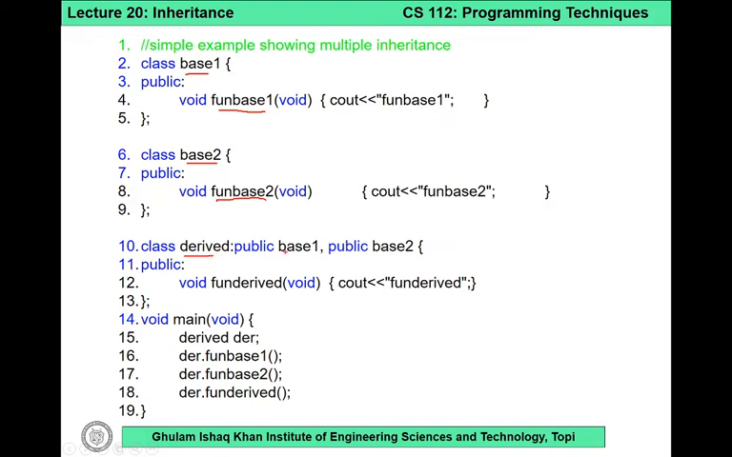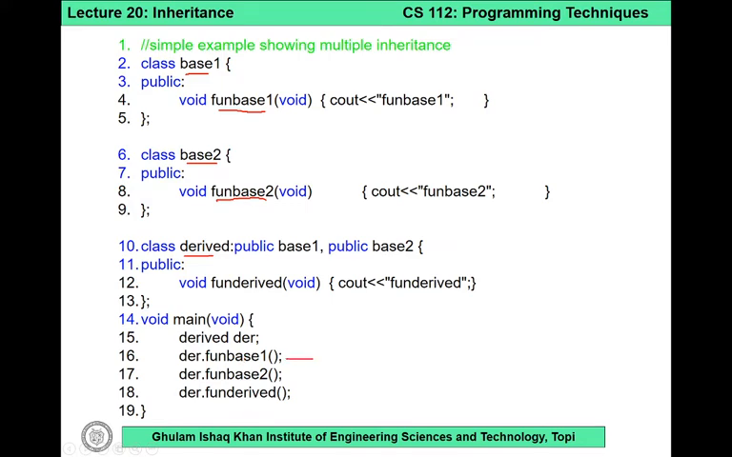So we have made two base classes, public base 1 comma public base 2. So this class has two base classes. Now this derived class has its own function fun derived, and that's all. And if you see in the main, we have made an instance of the derived class, derive, and we are saying derive.fun base 1.